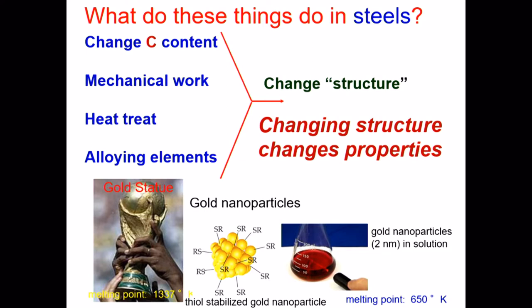You can see a classic example of gold. This is bulk gold, and this is nano gold. You can see the change in properties, with melting point going from 1370 Kelvin to 650 Kelvin. This one is conducting, this one is insulating. So there is a change in properties with a change in structure or change in shape.